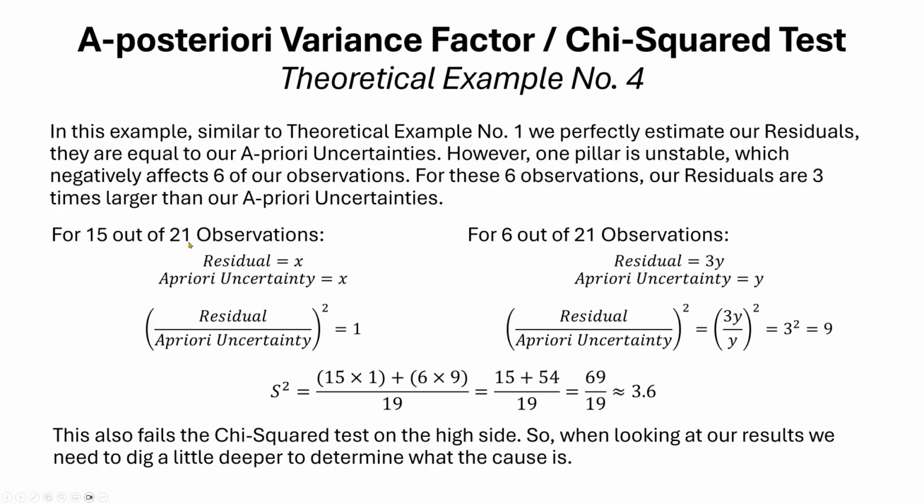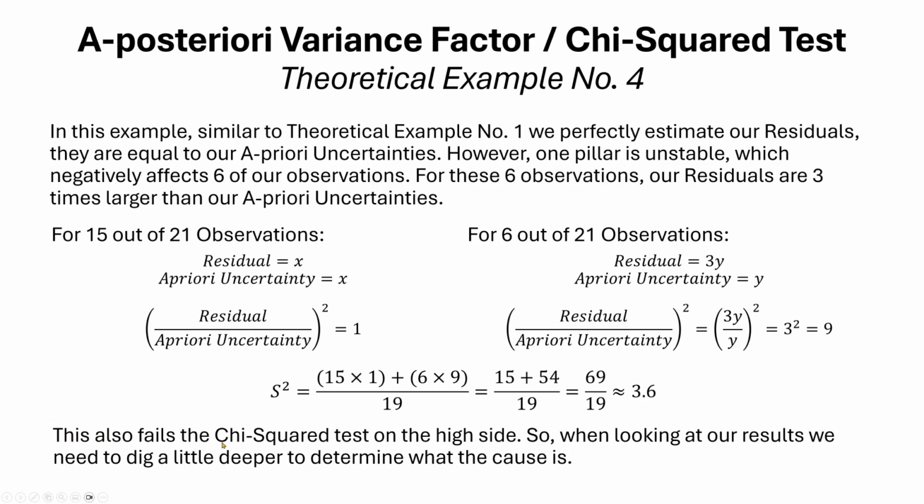For 15 of our 21 observations, residual x is equal to a priori uncertainty x, which is equal to 1. So that represents this part here, 15 lots of 1. And then for 6 of the 21, I've called it y, just to make it distinguishable. It's 3y and y. So when we do this residual divided by a priori uncertainty, we get 3y divided by y. The y's cross out. 3 squared is equal to 9, and that represents this part here, 6 by 9. So we get 15 plus 54, we add that together, 69 divided by 19 is equal to roughly 3.6.